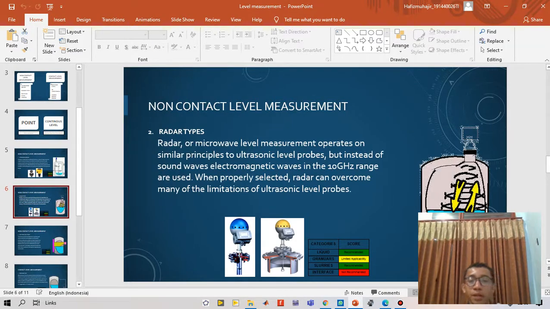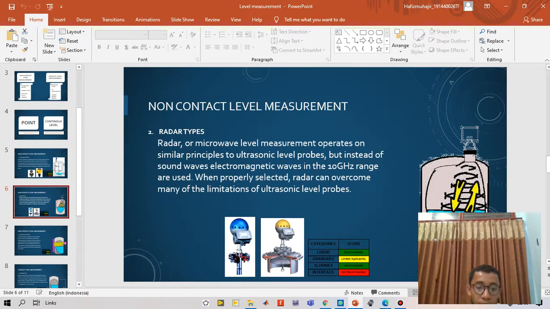Number 2, radar types or microwave. Radar or microwave level measurement operates on a similar principle to ultrasonic level probes, but instead of sound waves, electromagnetic waves in the 10 GHz range are used. When properly selected, radar can overcome many of the limitations of ultrasonic level probes.